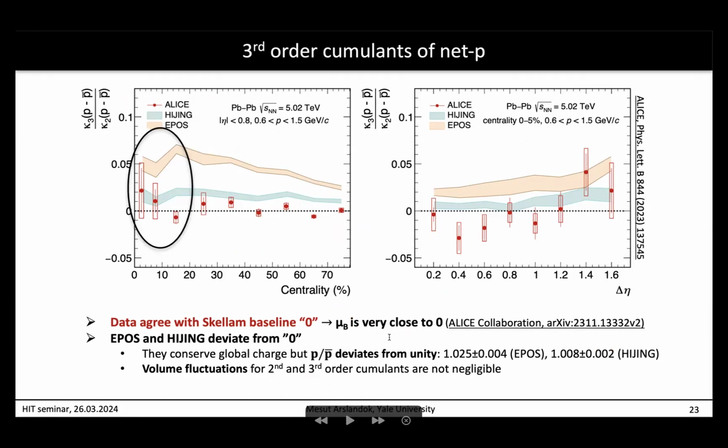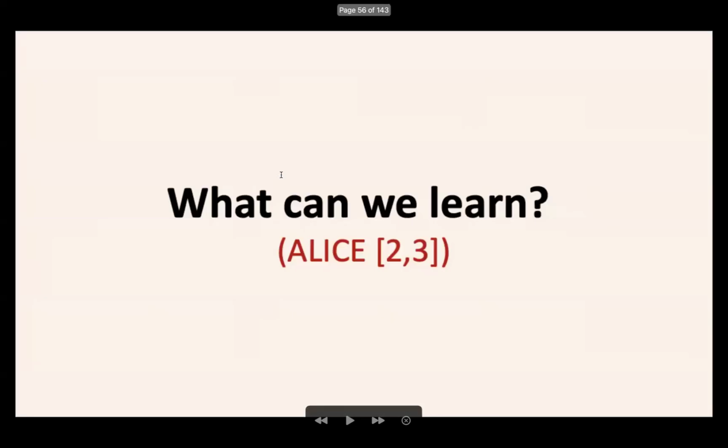In EPOS, for example, when you look at this p over p-bar ratio, you see 1.025, and in HIJING 1.008. That's why HIJING is much closer than EPOS. This is just the case.